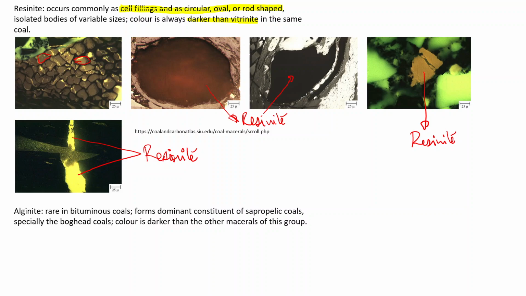Next is the alginite. These are very rare in bituminous coals and they form a dominant part of the sapropelic coal, especially the boghead coals. They are not found in the normal humic coals. They have a higher hydrogen content, which gives them a dark appearance. So the alginite has very high hydrogen content, and that is why they appear very dark under the microscope in oil immersion microscopy. As the name suggests, they are made up of algal material.